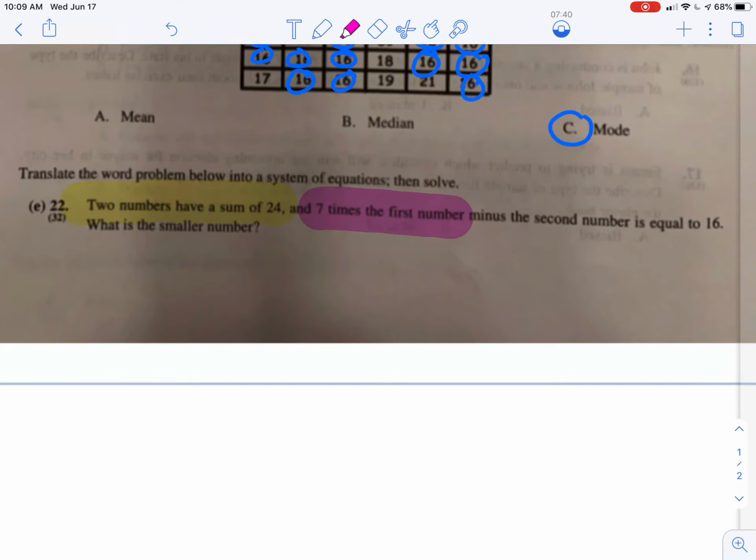And 7 times the first number minus the second number is equal to 16. How do I know that? How do I know it's two systems? Because two numbers have a sum. So there's something we're setting equal.